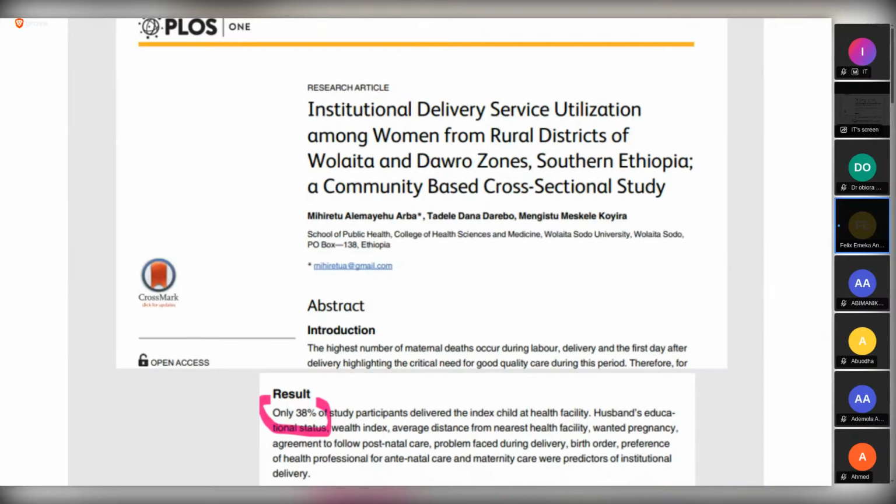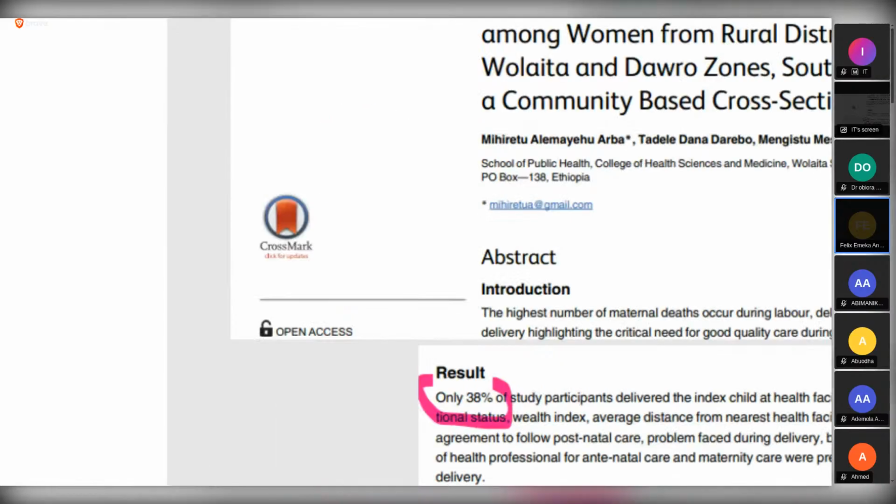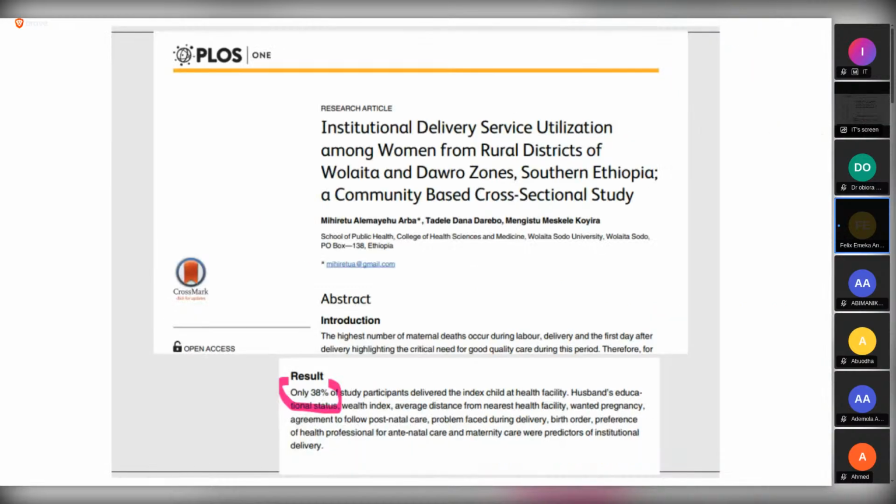So I'm saying that if you're doing a study on institutional delivery service utilization, then you have to find a similar study in your region and check what the prevalence is for that outcome you're measuring in your own study. So is that 38% now what you're going to put in your P to be able to calculate your minimum sample? Yeah, thank you.